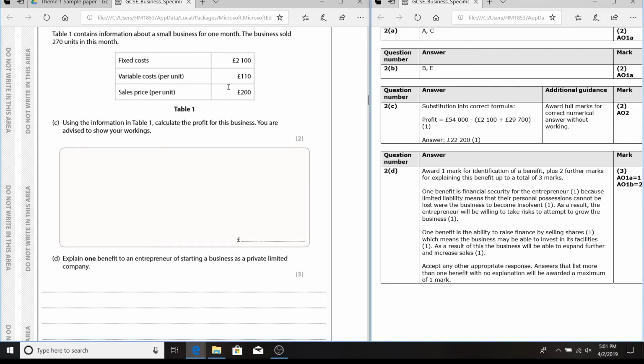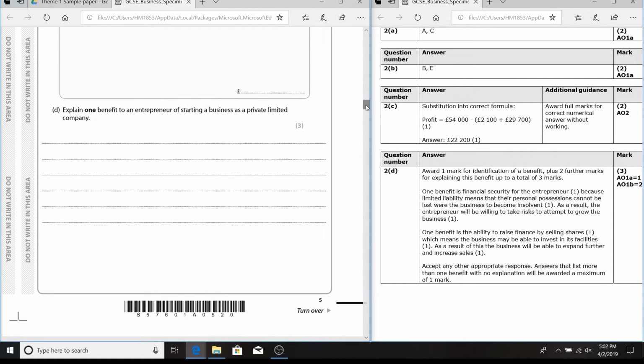What's the easiest way of doing this? Well, the easiest way is to take price minus the variable cost. So that gives you £90. So 200 minus 110, that's your unit contribution, price minus variable cost. So you've got £90 times 270 equals, I'm not sure off the top of my head, but then you subtract the fixed costs, okay? And that'll give you your profit, and it'll be exactly the same answer as that. If you don't believe me, try it out.